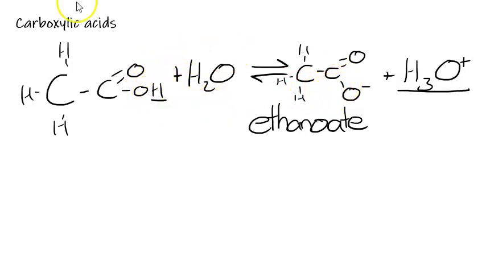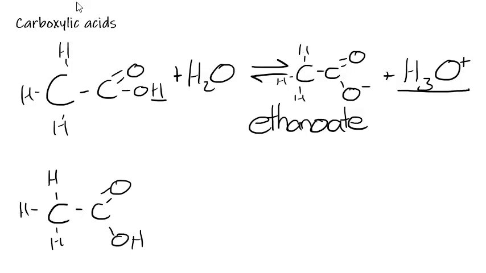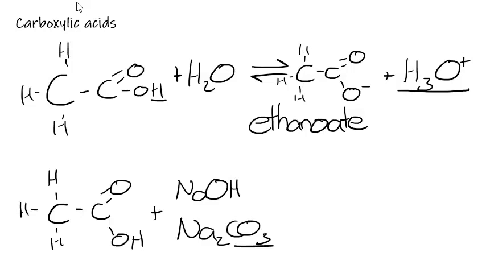Another reaction that carboxylic acids could undergo would be if we had the same ethanoic acid, then it could react with a base. So we could use either sodium hydroxide, which would be one common base, or sodium carbonate. So remember that carbonates are bases as well. And whenever we have an acid react with a metal carbonate, we're going to get a salt. So the salt will be sodium ethanoate. I'm just going to draw this as the condensed structural formula this time.